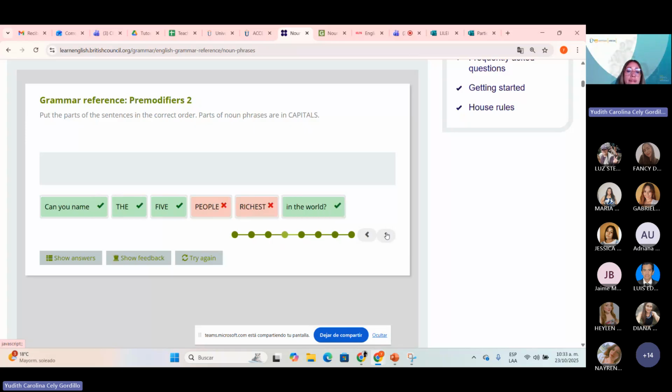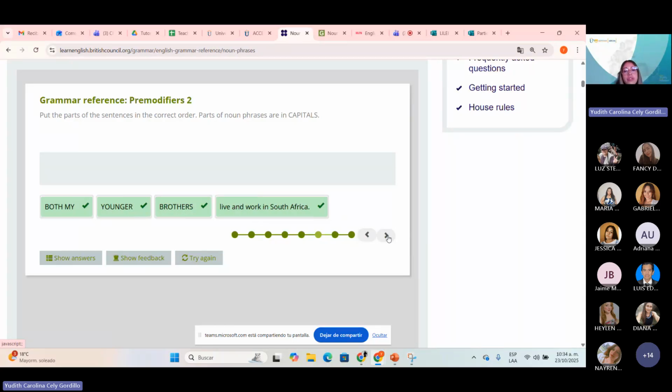Can you name the 5 richest people in the world? Remember, richest is an adjective. That completed the noun, people in the world. All 16 first class passengers died in the accident. This is the description of the passengers.